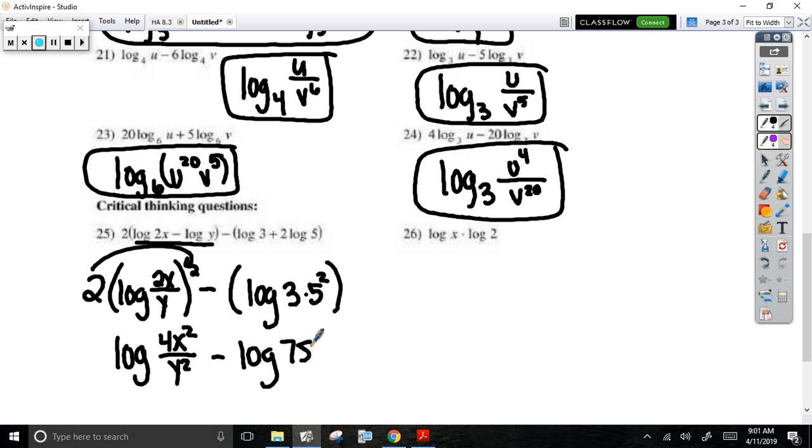And then lastly, we have 2 logs being subtracted, which we do through division, so it should be 4x squared. When you had y squared and you're dividing by 75, it's like multiplying by 1/75, so 75 will go in the denominator with your y squared. That would be your final answer.